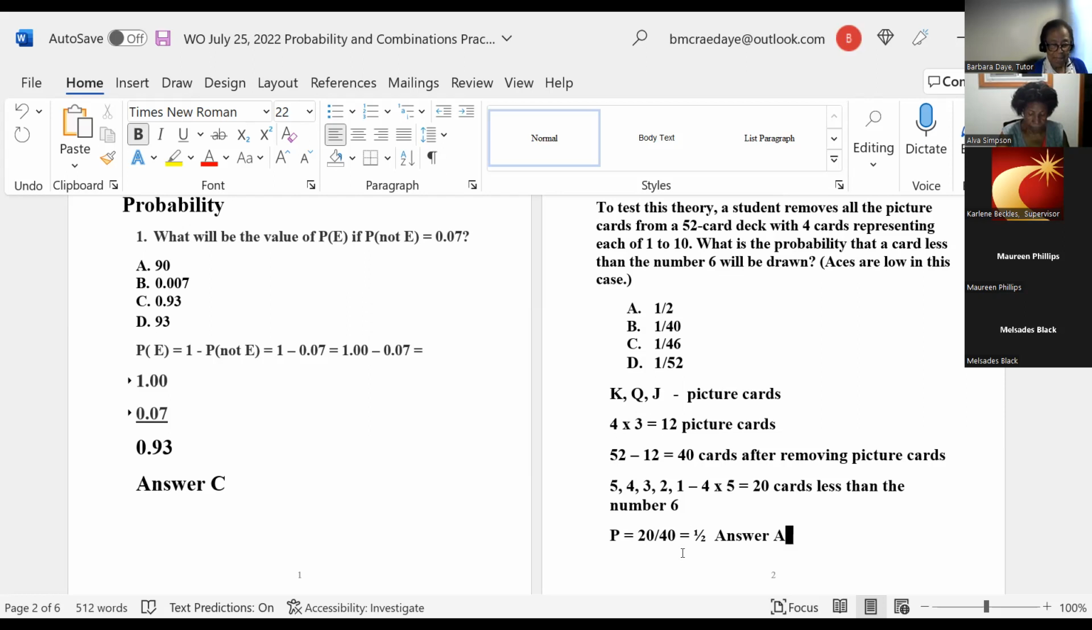Got it? Yes, that was a two-step problem. You had to find the number of picture cards, subtract that from the total number of cards in the whole deck. So you're working with 40 cards now, right? Probability is possible over total. If you look at all your cards less than 6, you get 5, 4, 3, 2, 1. And since there are 4 suits, 4 times 5, there are 20 cards less than the number 6. So probability is 20 over 40, and that's 1/2.